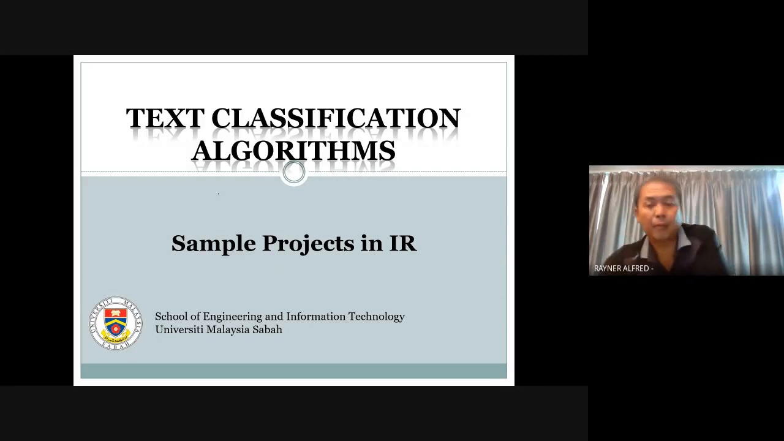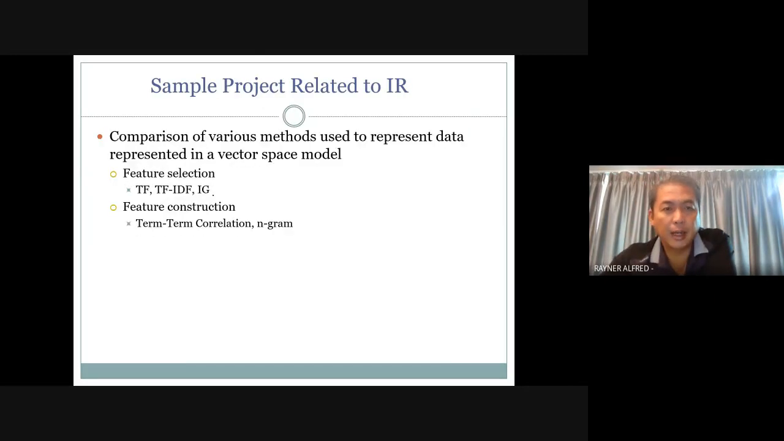Some of the sample projects in IR, for example, compare various methods to represent data using TF only, TF-IDF, or the IG. We also have feature construction, in which we combine features. Do you still remember this? Term correlation: we find the correlation between terms or n-grams.